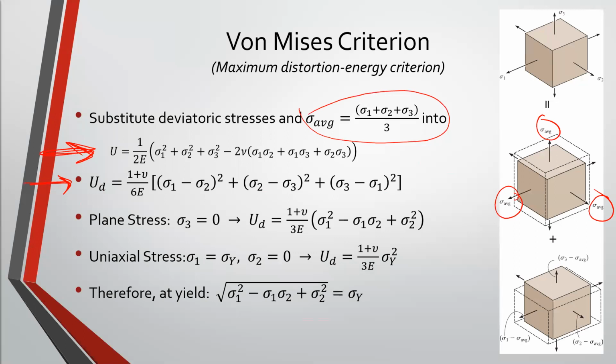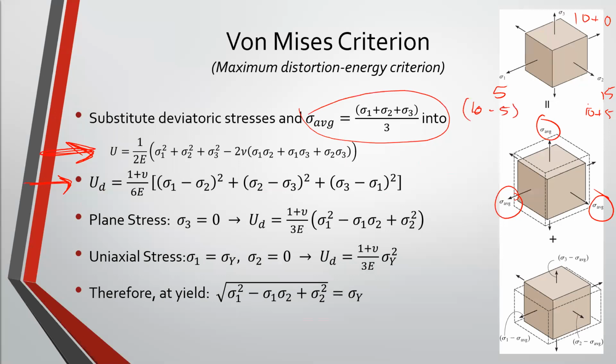So if you apply sigma 1, 2, and 3, let's say you apply 5, 10, and 15 KSI to this object. That's the loading that you have. The average of those is 10. So I can say that each of these consists of two different components. This is 10 plus 0. This is 5, let's keep it consistent. This is 10 minus 5. This is 10 plus 5.